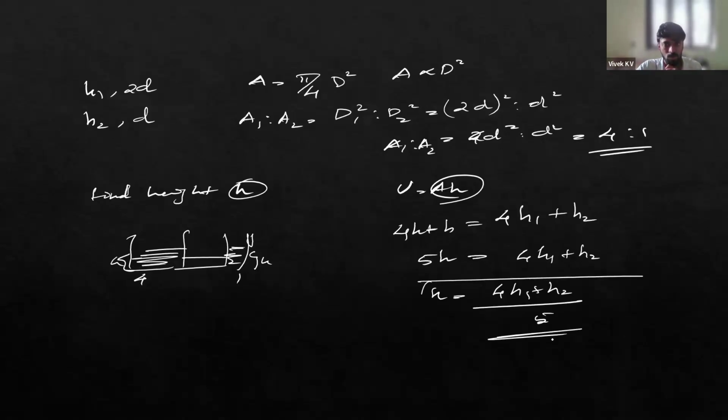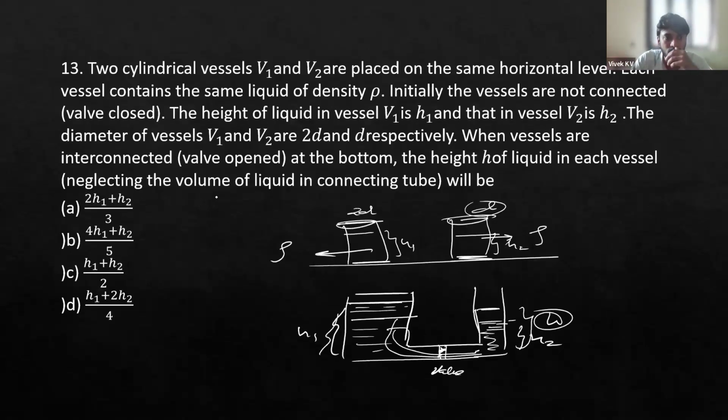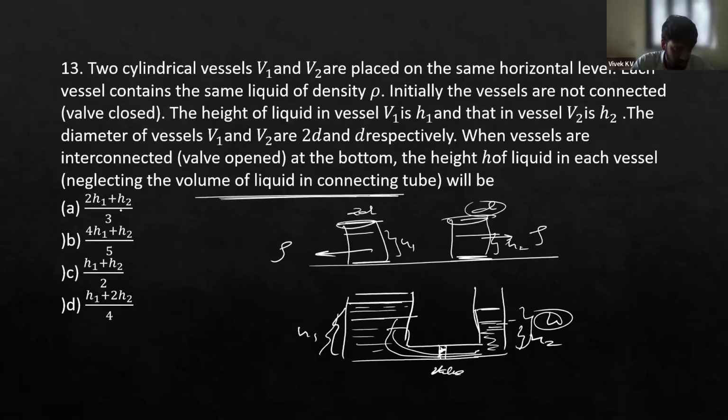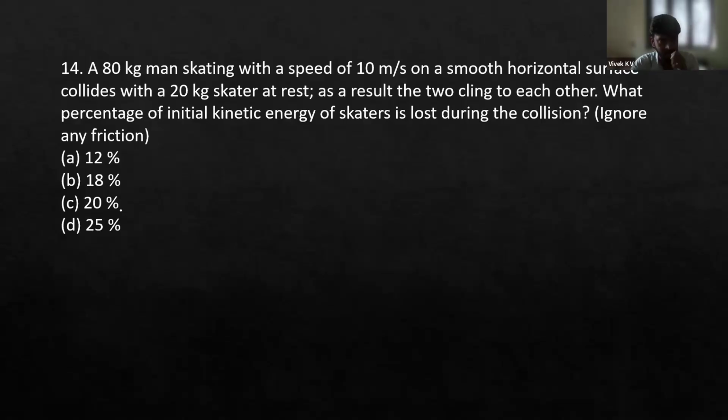Okay. How do we reach this answer? We know that the water is not spilling, and this statement is given: the volume of the liquid in the connecting tube is neglected, which means initial volume will be equal to the final volume. That is how we got this height h, which is (4h1 plus h2) upon 5. So option B will be your correct answer. Now moving on to the next question.